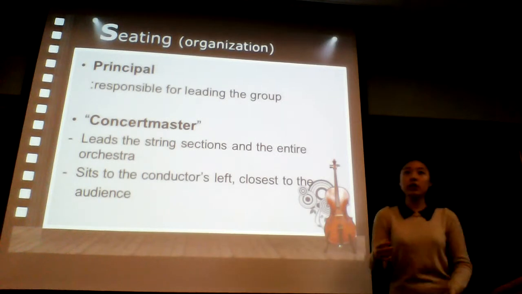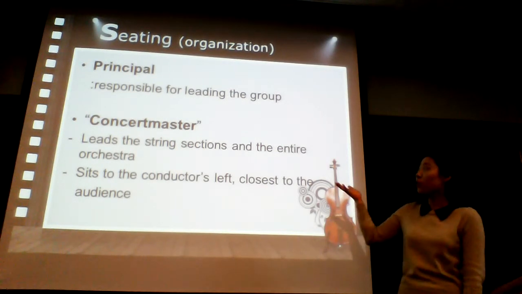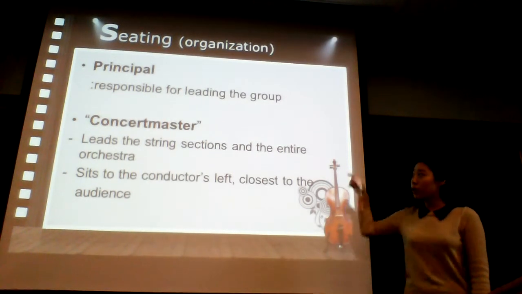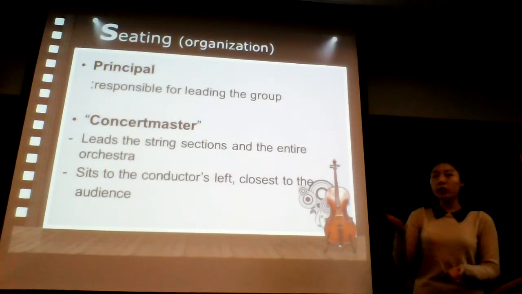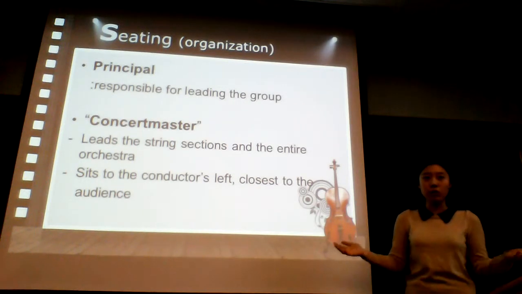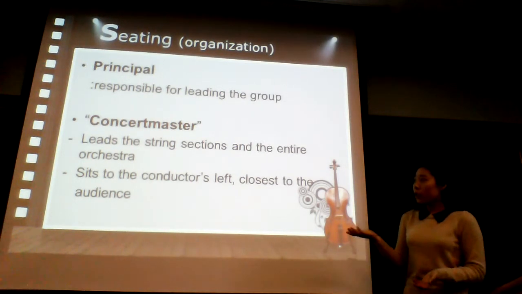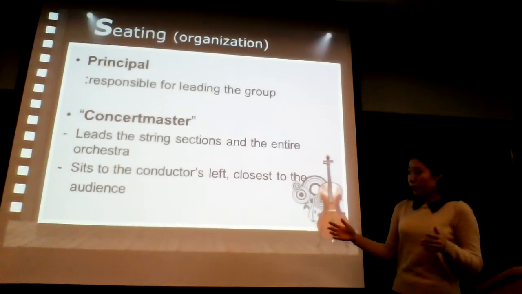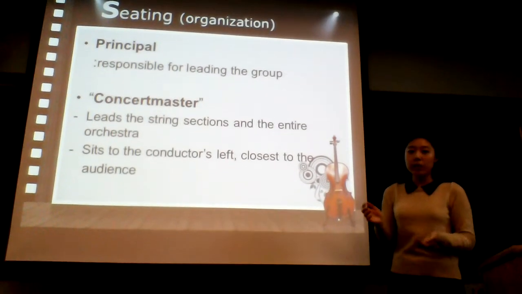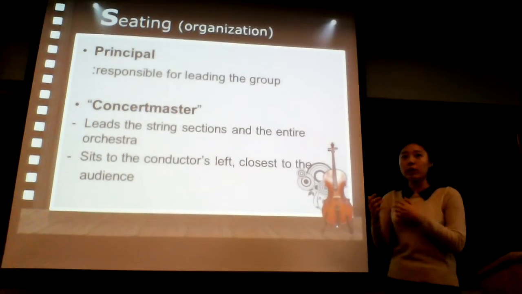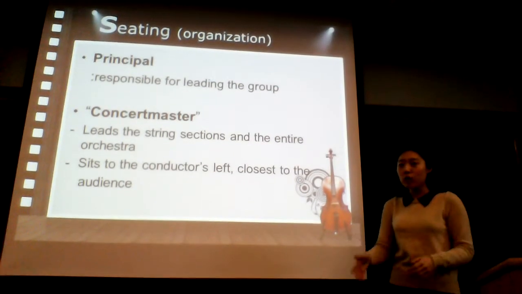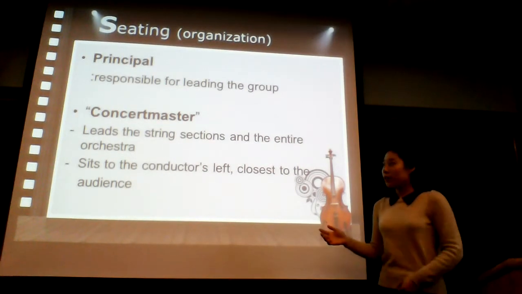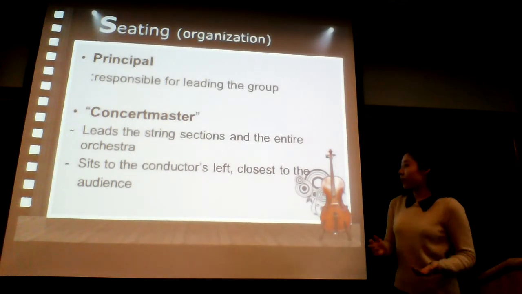Each instrumental section has a principal who is responsible for leading the group. The principal first violin is called the concertmaster, who not only leads the string section but also the entire orchestra. The concertmaster usually sits to the conductor's left, closest to the audience. In most orchestras, the concertmaster comes on stage after the rest of the orchestra is seated, shakes hands with the conductor, takes a bow, and receives applause.